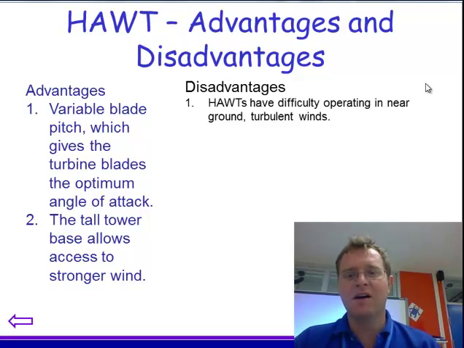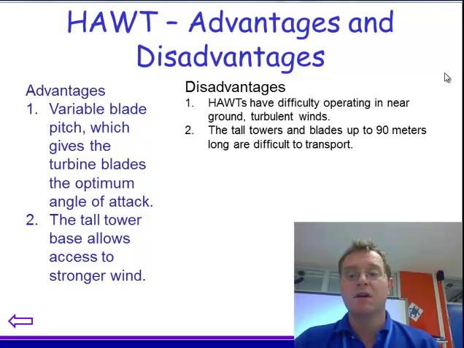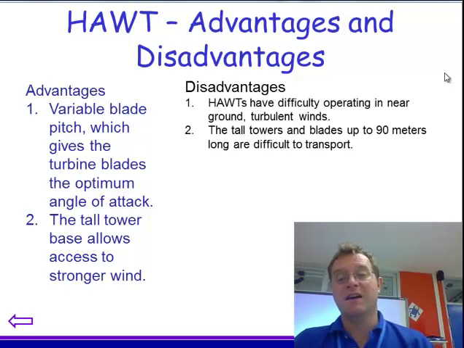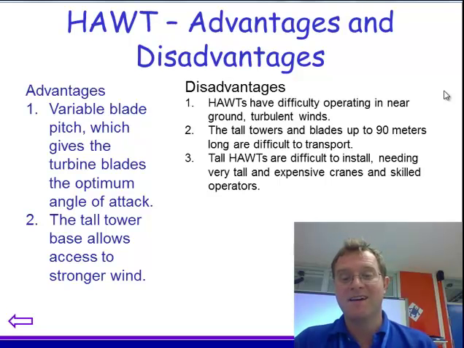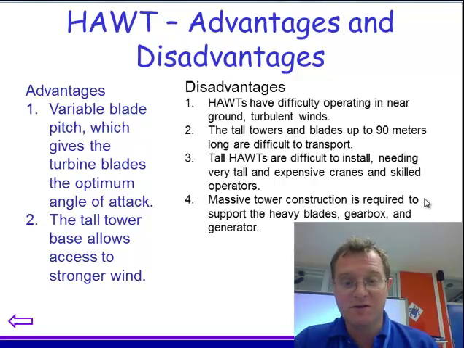Disadvantages are that when we're close to ground level, the inconsistency in turbulent winds means that these devices don't work quite as effectively. This means that you have to create very tall towers and have particularly long blades, and this makes it very difficult to transport these to whatever location they're being set up at. Tall HAWTs are difficult to install, because to make it so tall, the cranes are expensive and the operators need to be very skilled.